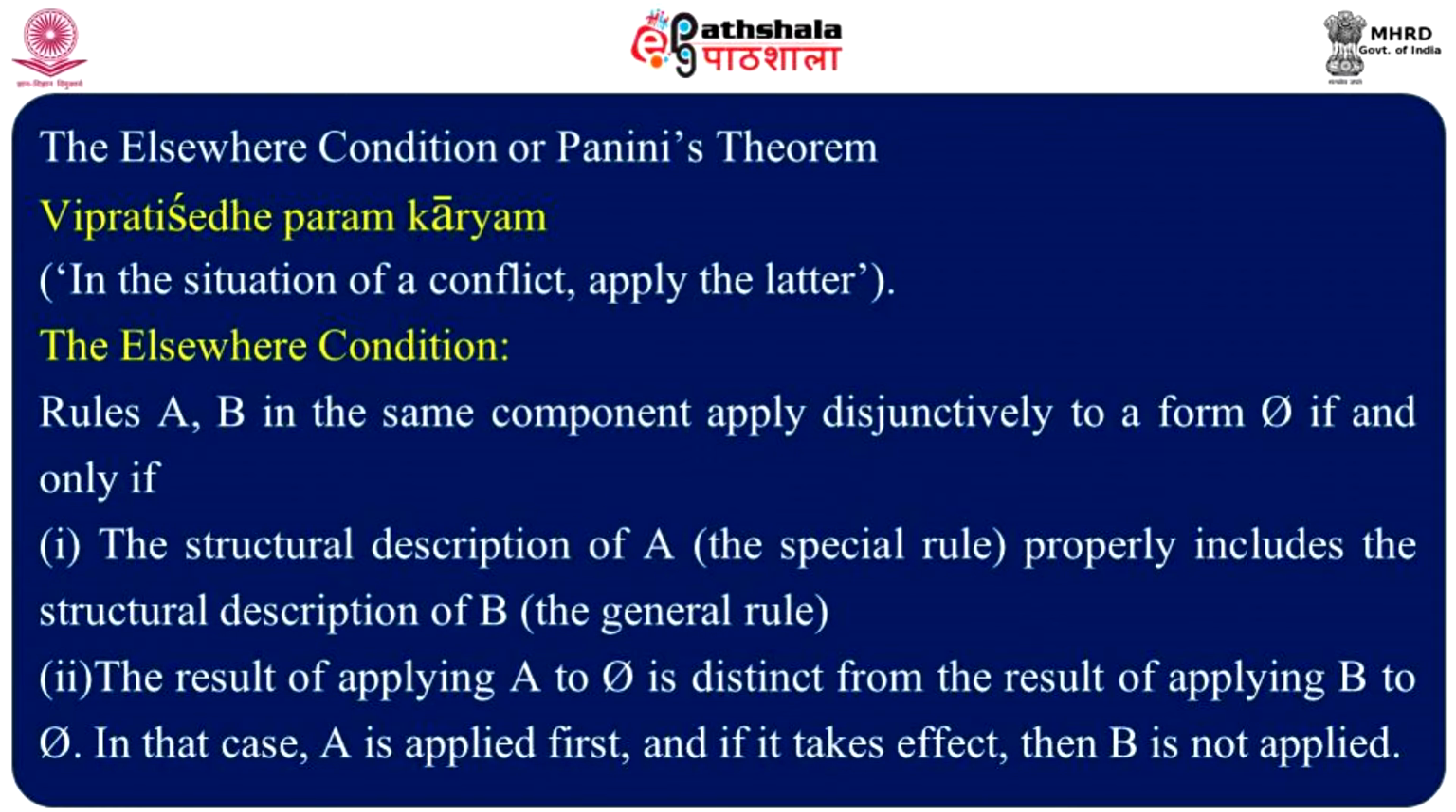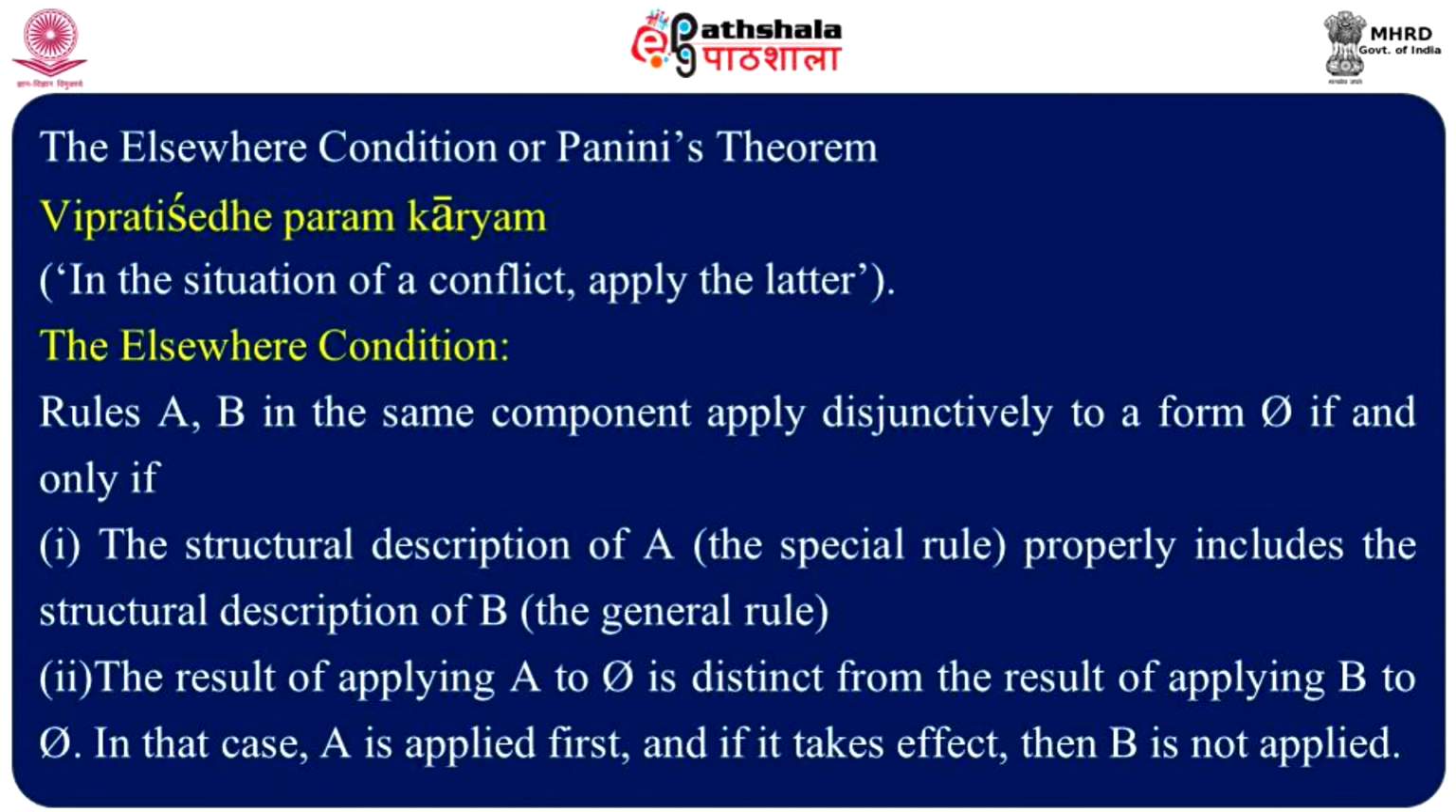Now, this particular principle was stated as the elsewhere condition by Kiparsky, and you see it stated on the screen. Rules A, B in the same component apply disjunctively to a form if and only if, one, the structural description of A, the special rule, properly includes the structural description of B, the general rule, and two, the result of applying A to the form is distinct from the result of applying B to it. In that case, A is applied first, and if it takes effect, then B is not applied.